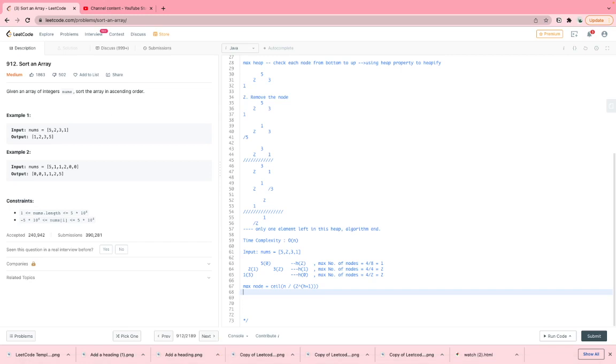And then let's check out the time complexity. Okay, so the time complexity actually, the sigma, actually sigma from 0 to log n. Okay, and then our equation is n by, so basically this is the max number of nodes. Okay, max number of nodes in the level h.